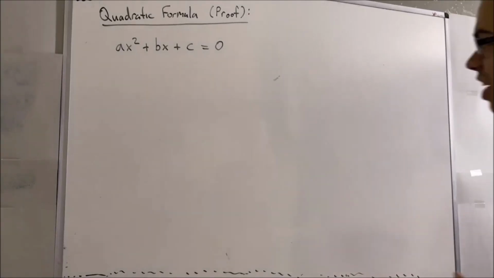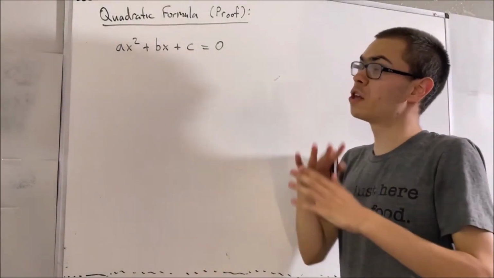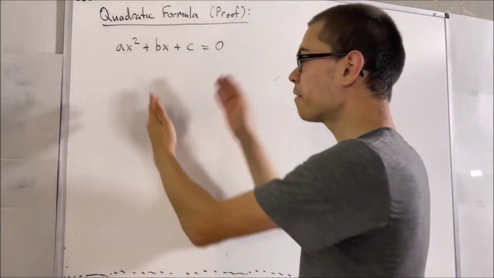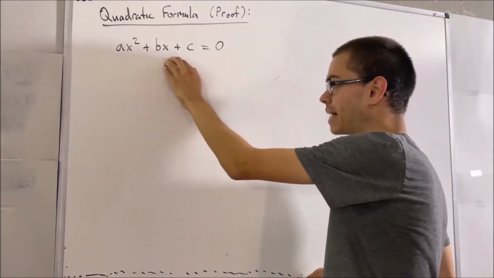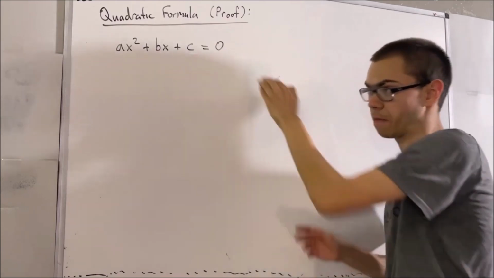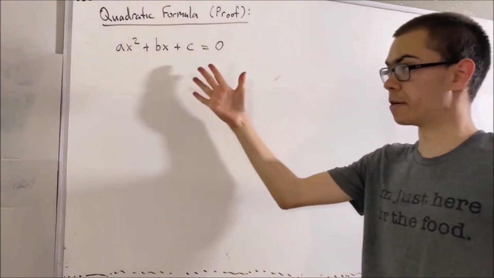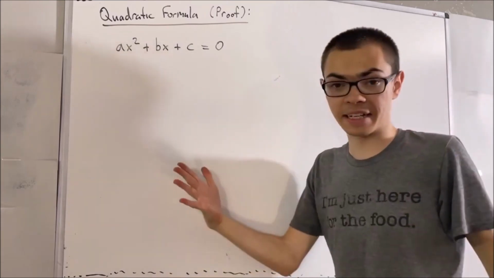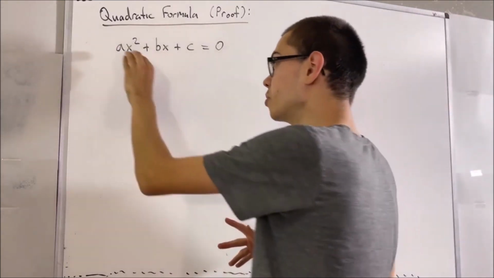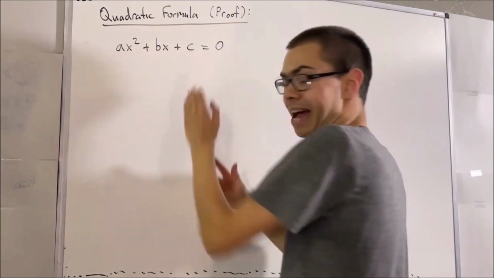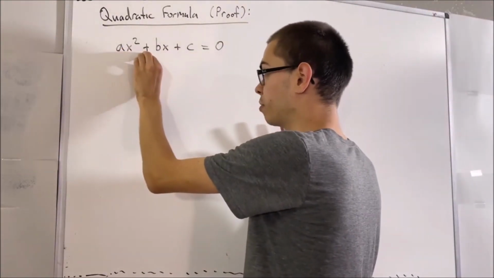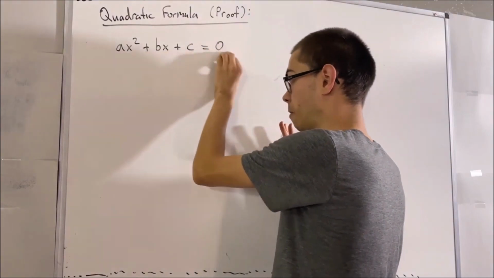Alright, so in this video, we're going to prove the quadratic formula. So as you can see here, we have the equation ax squared plus bx plus c equals 0. Now, this equation can represent any quadratic equation in existence because we can choose a, b, and c to be any number we like. For instance, this could be 5x squared plus 6x plus 3 equals 0.